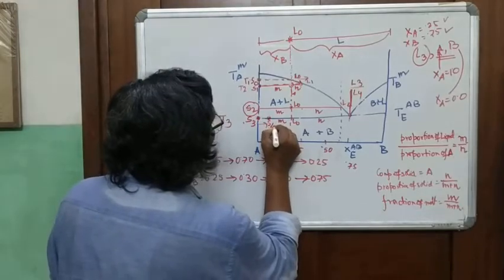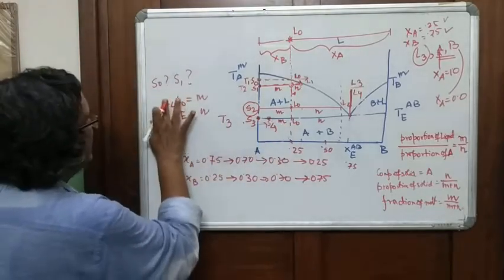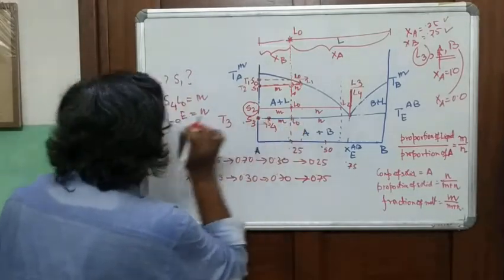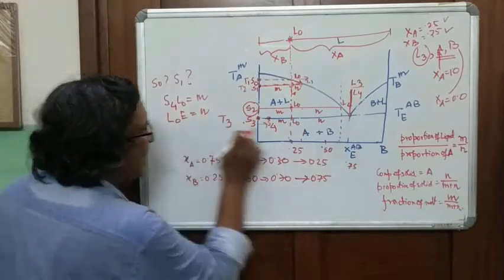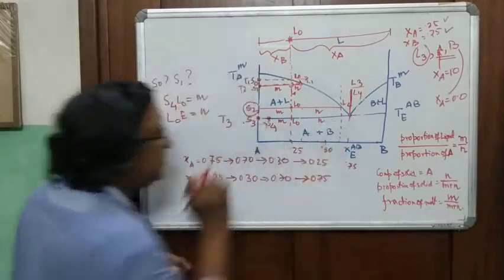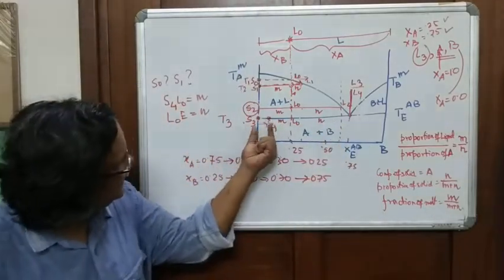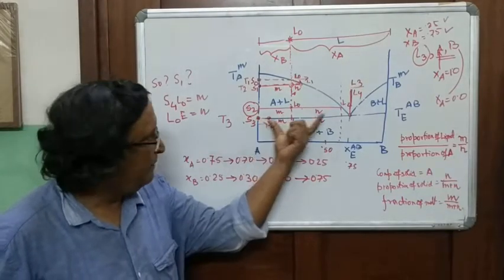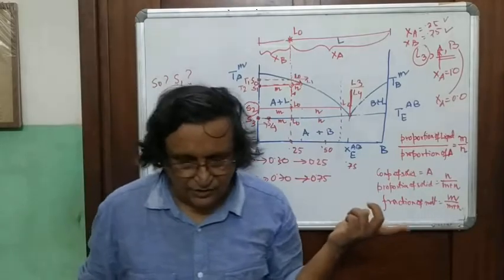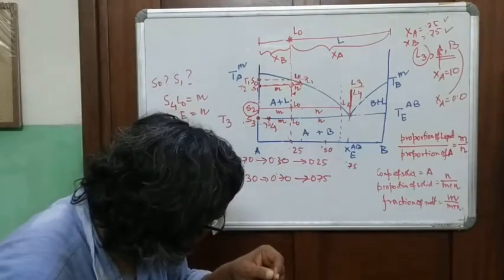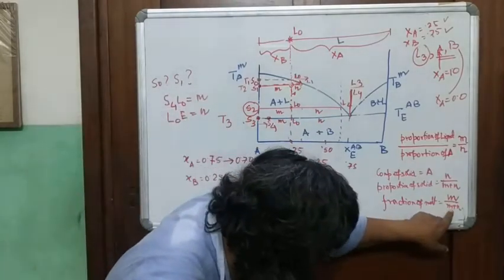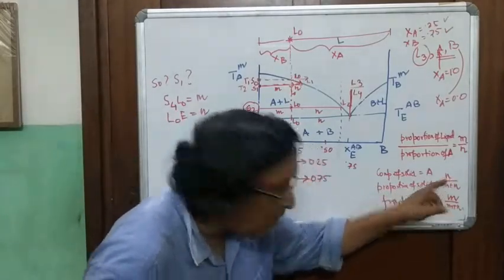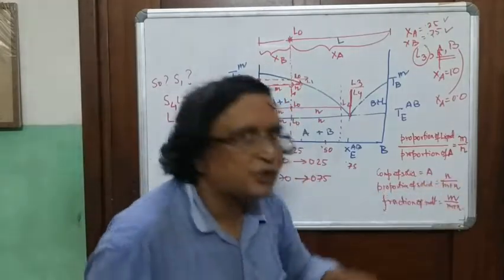This is S4. So you have here now S4L0 is equal to M, and L0E, this is equal to N. So what is happening? This M is now starting to decrease, but this N remains constant. So if M starts to decrease, you can see the fraction of melt decreases, and N now increases, which is the proportion of the solid.